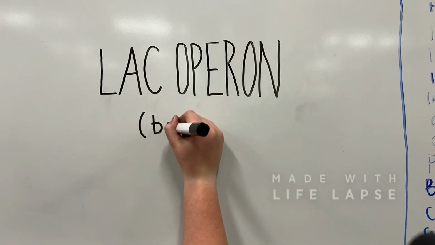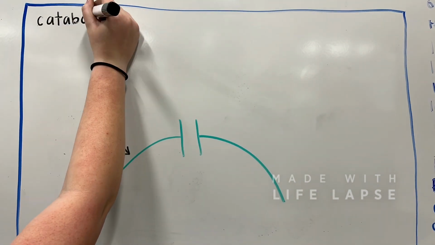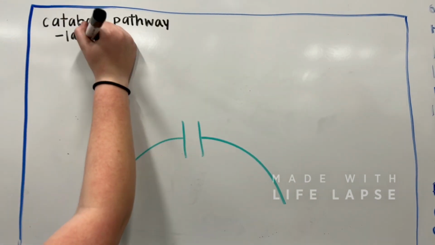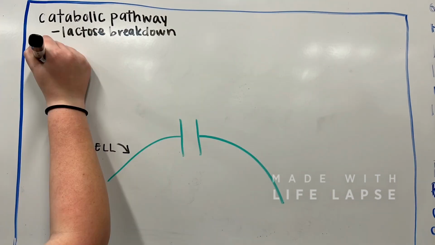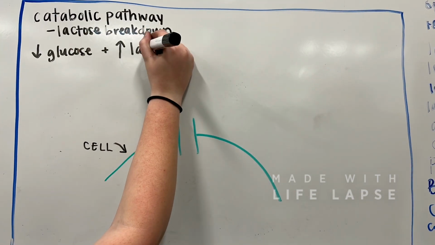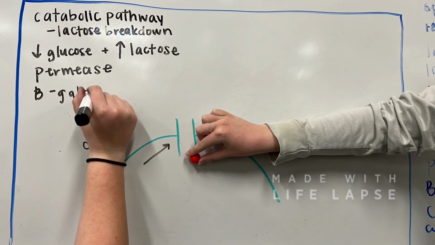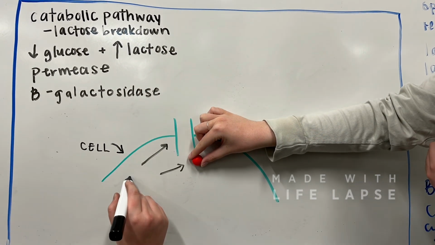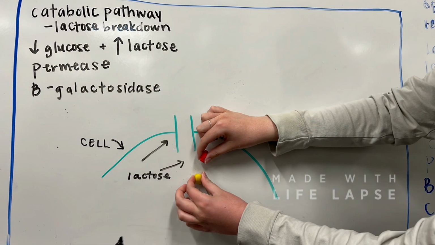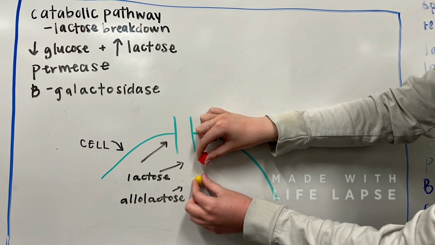The Lac Operon is a catabolic pathway that breaks down lactose in the cell. This occurs in environments where the level of glucose is low but the level of lactose is high. In this example, permease brings lactose into the cell, and B-galactosidase cuts some of the lactose, forming allolactose.